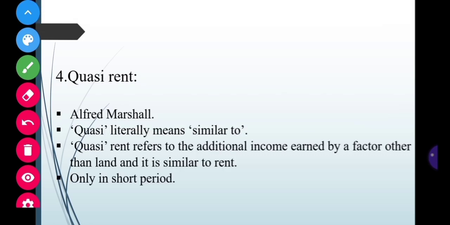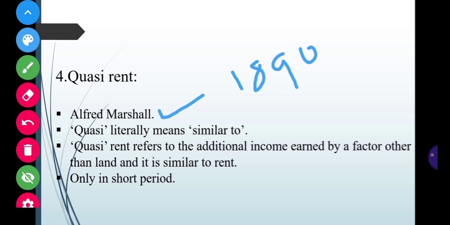the fourth one we have is the Quasi rent. The concept of Quasi rent was introduced in economic theory by Professor Alfred Marshall in 1890. In 1890, he published a book, namely The Principles of Economics. In that book, he gave the concept of Quasi rent.